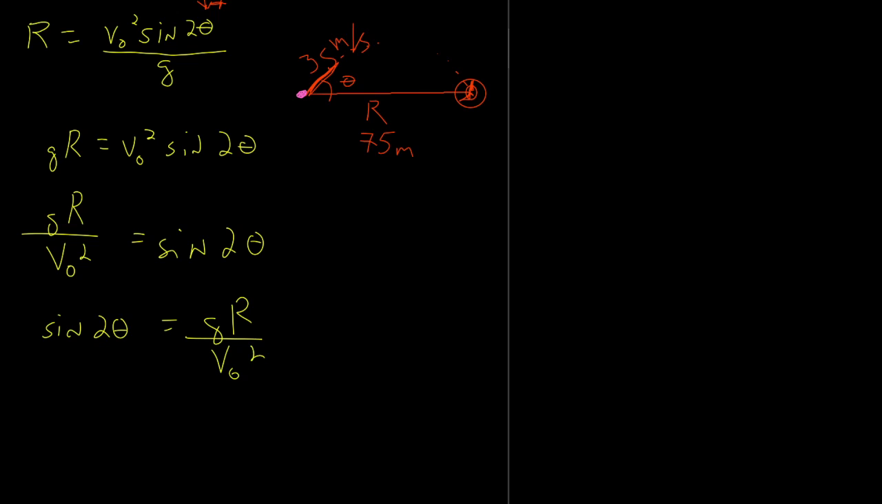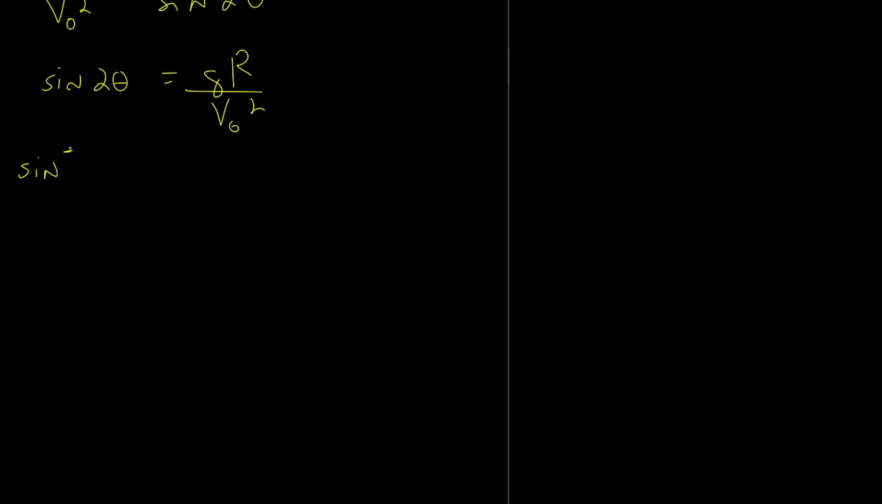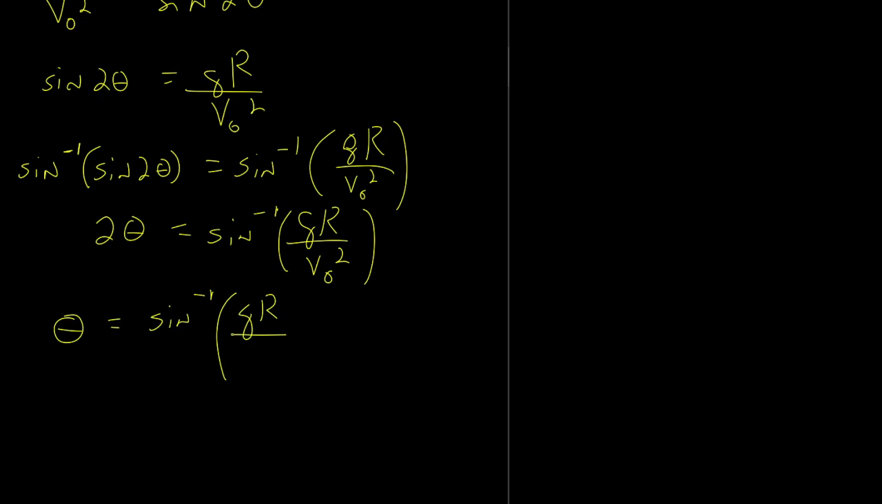And back when we were introducing the different trig functions, we said, hey, these things have inverses, and we used the tangent inverse to find the angle. Well, here we're going to use the sine inverse. So if I take the inverse function of sine, whatever I do to one side, I have to do to the other. And so inverse functions cancel out. That leaves me with 2 theta is equal to the sine inverse of g times r over v naught squared. And if I divide both sides by 2, that becomes my formula that I need to find theta.